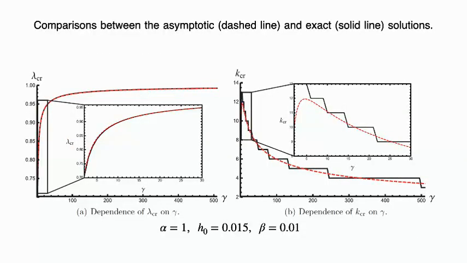And also this is validation with the exact solution. You can see that there is very good agreement. You cannot see any difference between the two, the dashed line and solid lines, for the critical stretch and for the critical wave number.